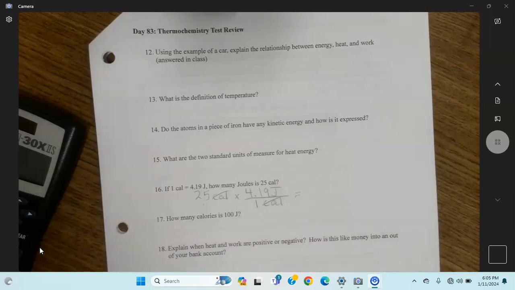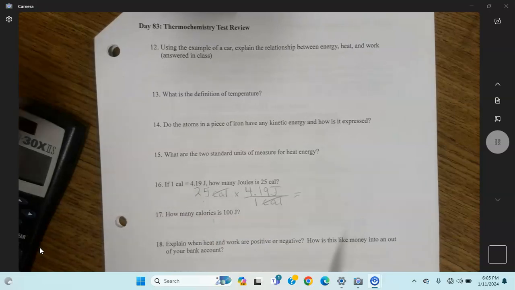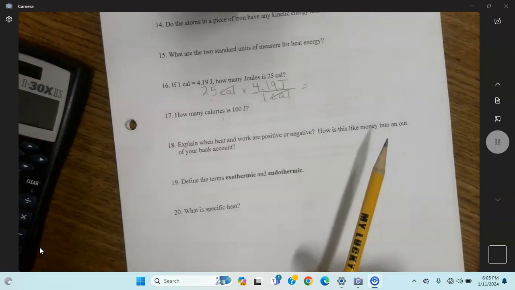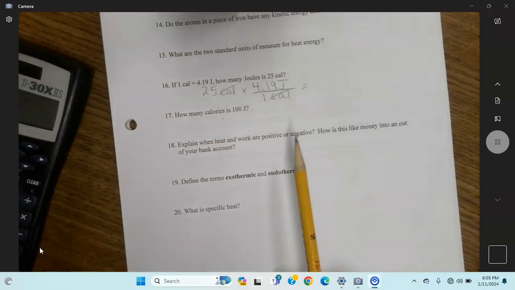Joules of energy. This one's the same thing. It just goes in the other direction. We did these both in class. Explain when heat and work are positive and negative. So again, when they're going into the system, they're positive. When they're coming out, they're negative.